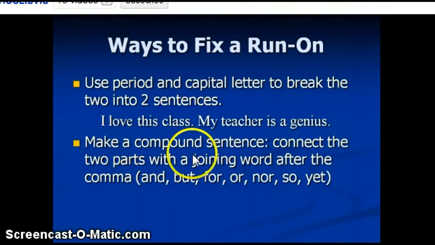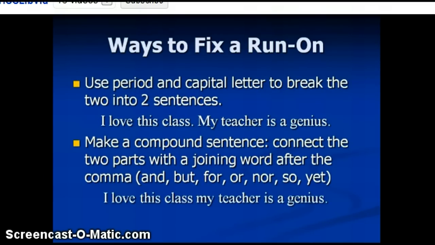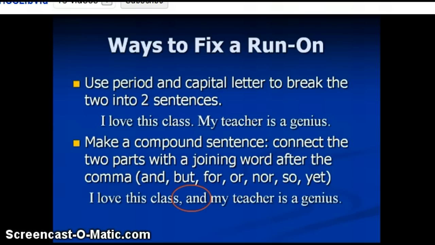A second way is to make a compound sentence. Connect the two parts with a word and a comma. We've got all these conjunctions: and, but, for, or, nor, so, and yet. You can use all of those with a comma. And here we have the same example sentence. I love this class, and my teacher is a genius. And there we go. We've solved the problem.